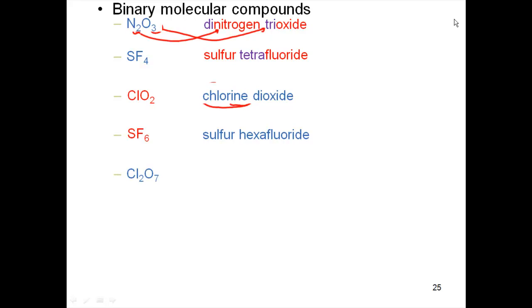Cl2O7. Now I got to name this one. I got the Cl, which is my first species, so that's going to be chlorine. Got 2 of them, so dichlorine. And then I got oxide, and I got 7 of them, so heptaoxide. But since we got 2 vowels together, we drop the A. So we just go heptoxide. Dichlorine heptoxide.